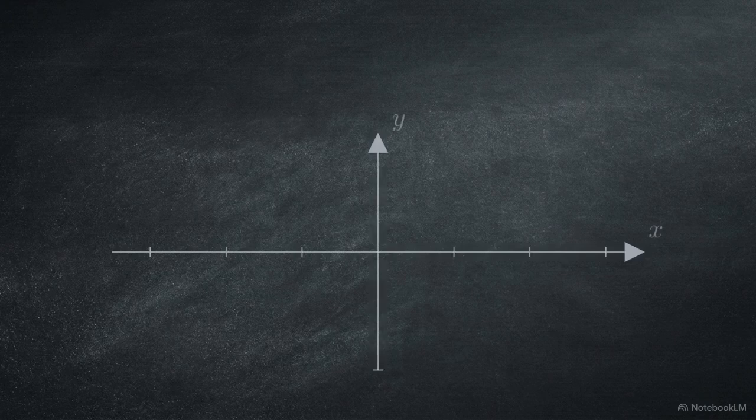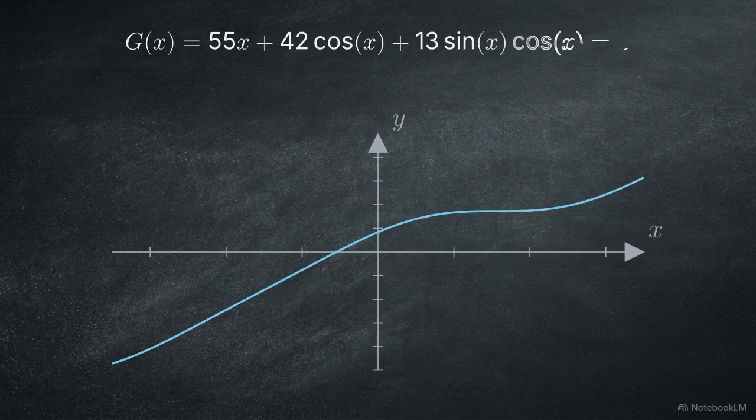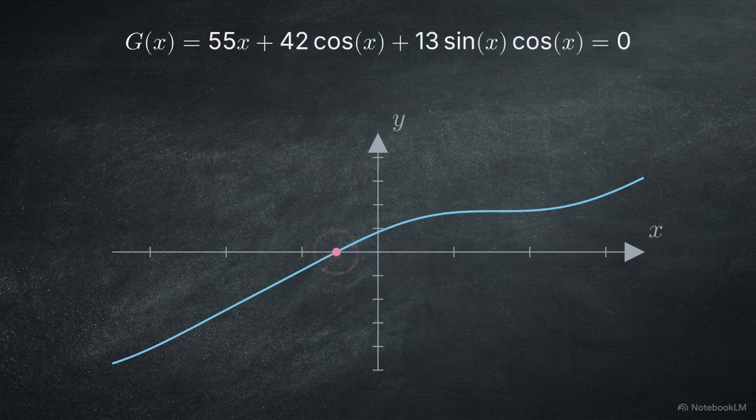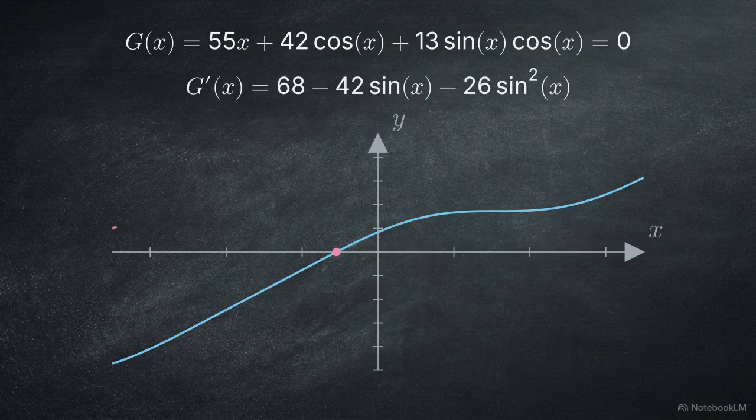This next diagram shows the dark witness equation, simplified as g of x equals 55x plus 42 cosine of x plus 13 sine of x times cosine of x equals 0. Unlike a simple quadratic, this equation combines bounded trigonometric waves with an unbounded linear term. Our task is to prove that it crosses the 0 line exactly 1 time. We achieve this using calculus.